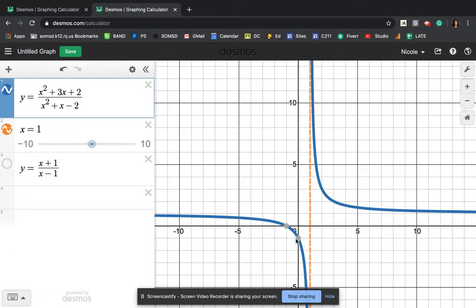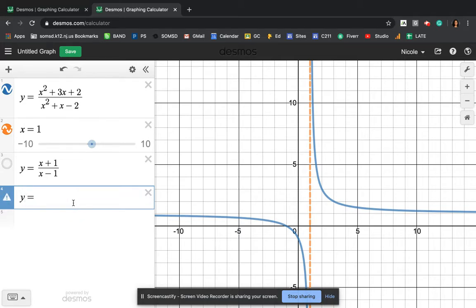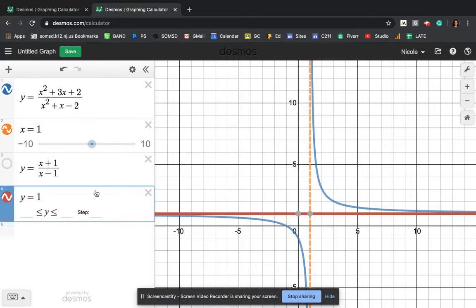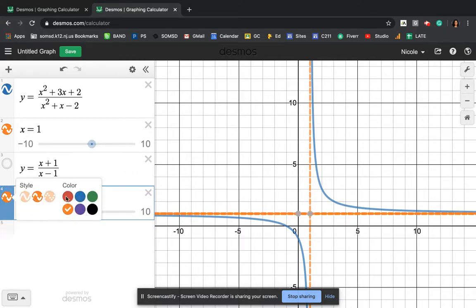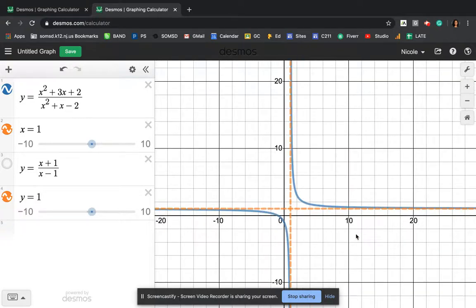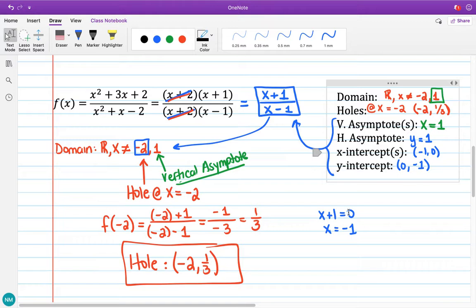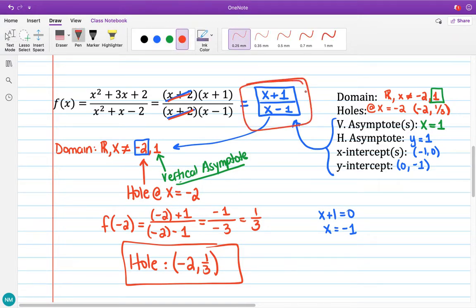So let's look at the graph. Y-intercept, -1. X-intercept, -1. My asymptote is at -1. My horizontal asymptote, what do we say it was? Y equals 1. Look at that. There's our horizontal asymptote. So all the other parts of my function are going to be based on the part of it that has no common factors. So all of it still stands the same.